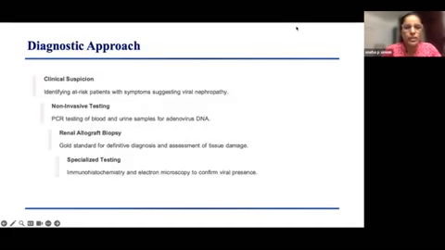So, the diagnostic approach: a high degree of clinical suspicion is needed, identifying at-risk patients with symptoms suggestive of viral nephropathy. We should include adenovirus also. Non-invasive testing includes PCR testing of blood and urine for adenovirus DNA. The gold standard for diagnosis is allograft biopsy. That also helps in assessing the tissue damage. And you can use immunohistochemistry and electron microscopy to confirm the viral presence.